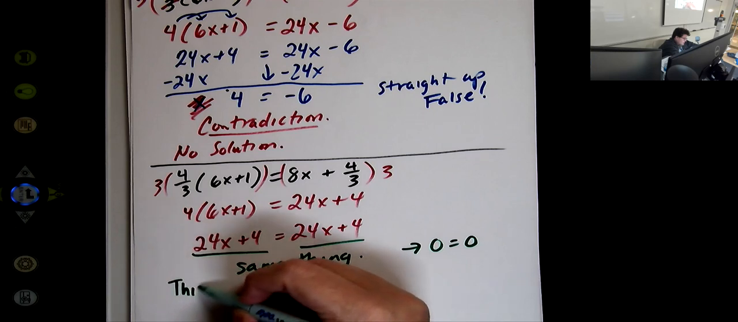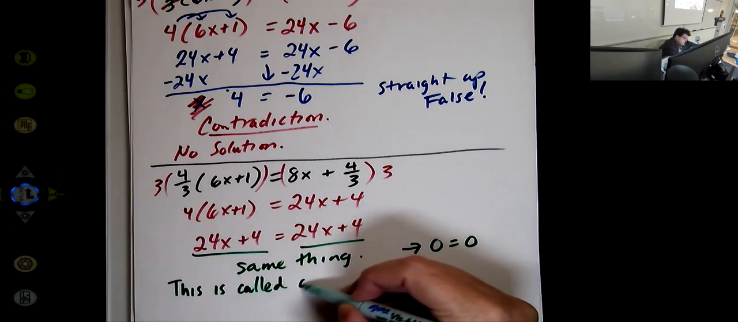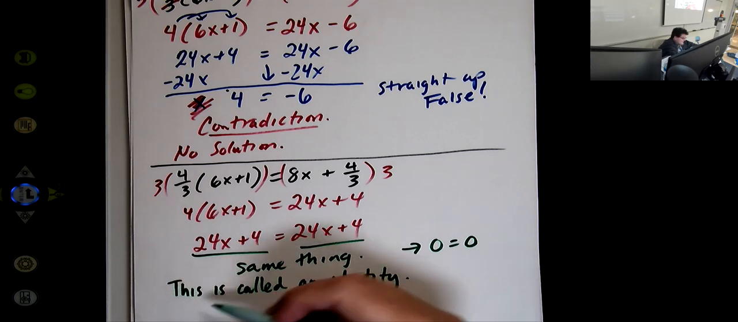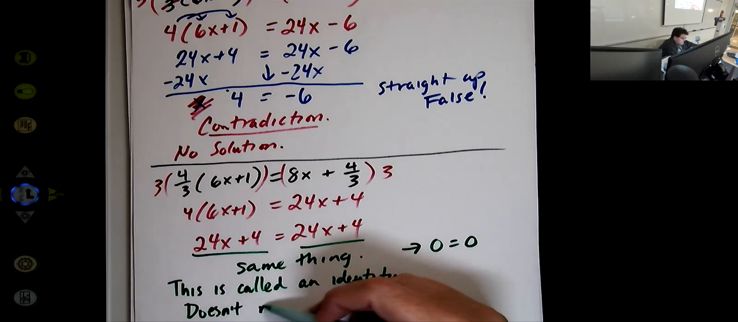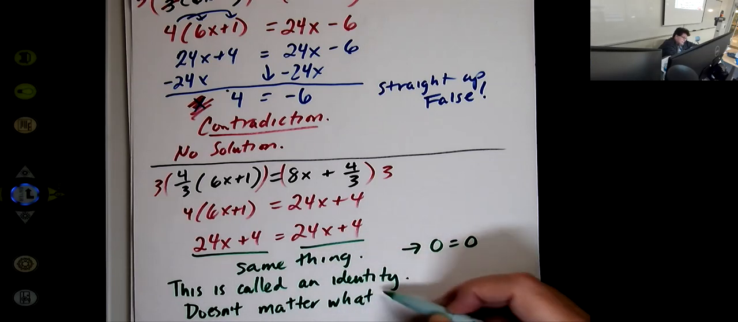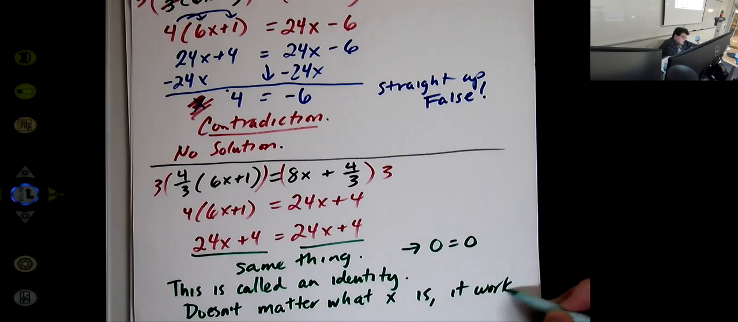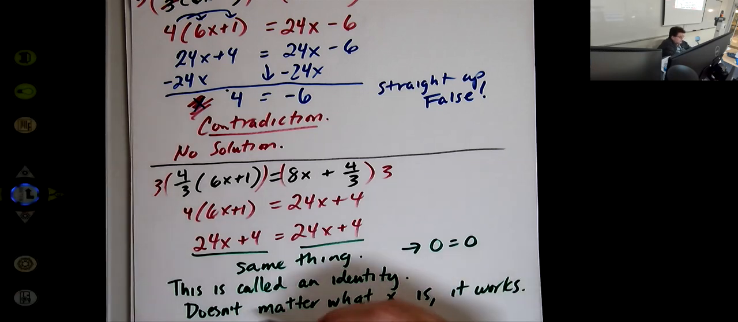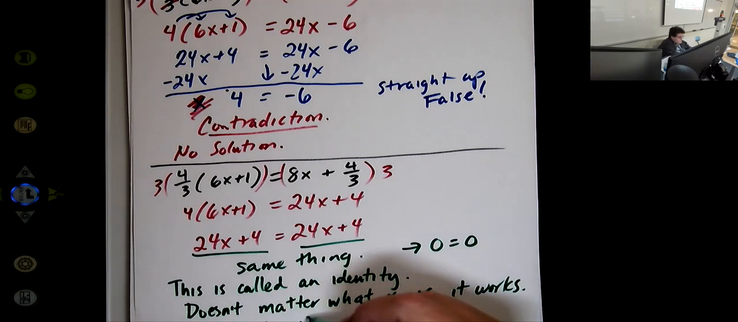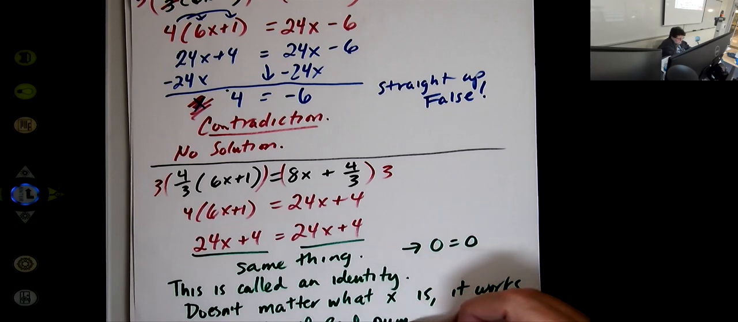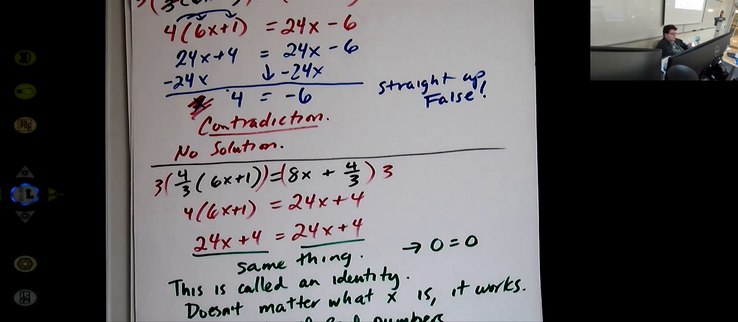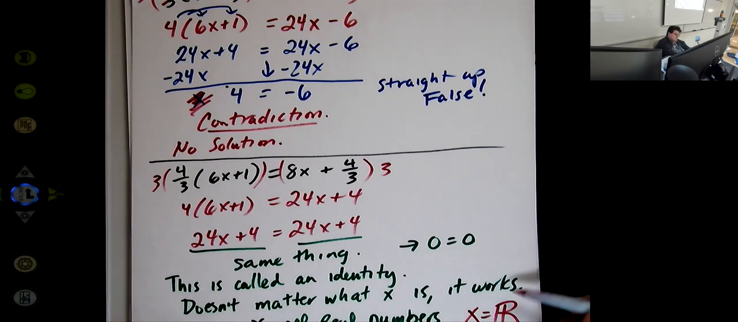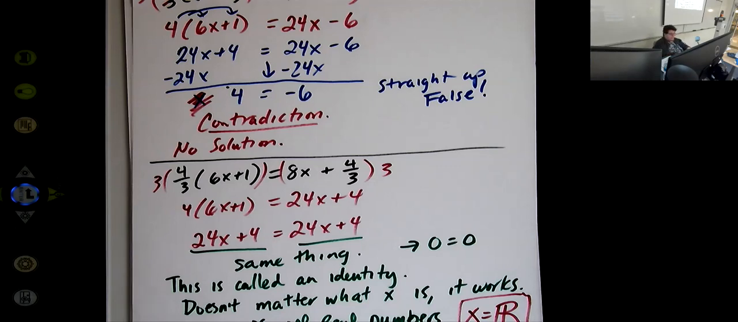This is called an identity. For us, it doesn't matter what x is, it works. I can plug in 0 on both sides here. I can plug in -3 billion on both sides. I'm going to get the same thing. So x is all real numbers. An easier way of writing that is x equals a capital R with a double vertical line on the R. That's the same thing as saying x is all real numbers.